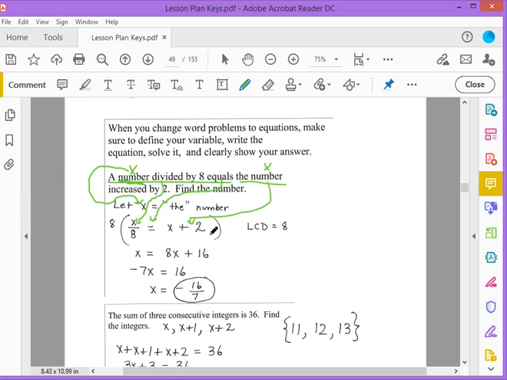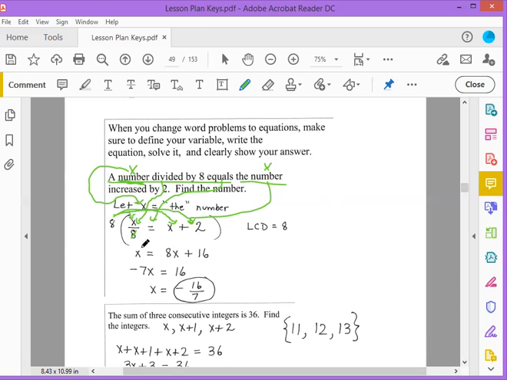Now we're going to solve this equation, get rid of this denominator. We're multiplying both terms, or all three terms, by 8. Now when we do that, on the left side of the equal sign, the 8's will cancel, leaving x. On the right side, 8 times x gives us 8x, 8 times 2 gives us 16.